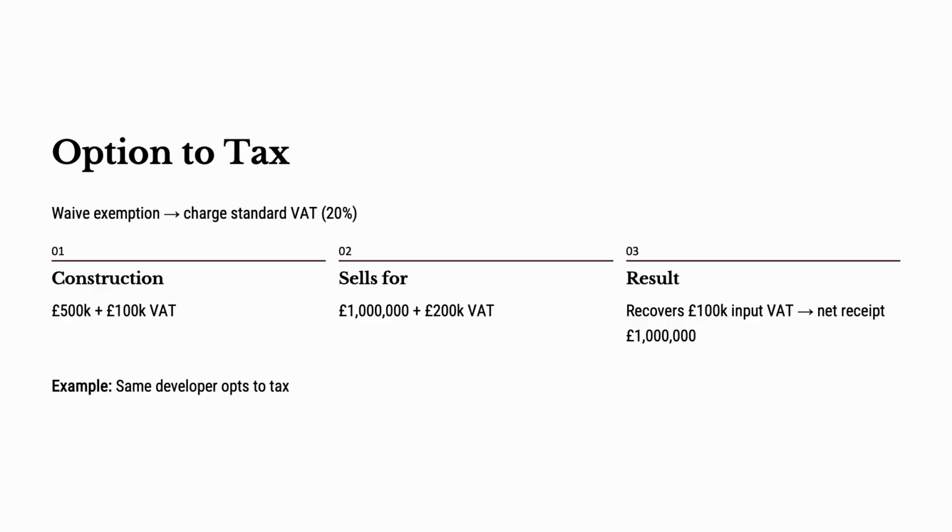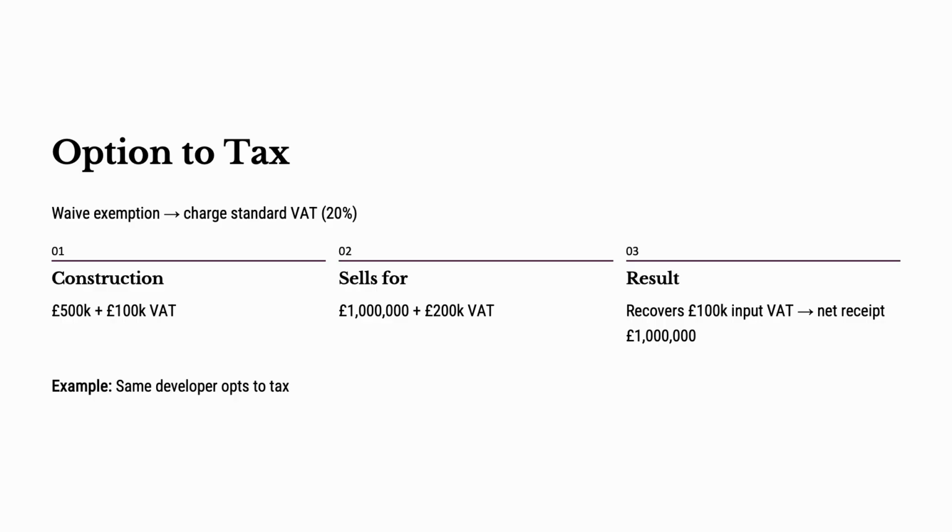Let's see how this works with the same developer example. They built the office block: construction cost £500,000 plus £100,000 VAT. They have paid out £600,000 total. Before selling, they choose to exercise the option to tax on this property. Now they sell the office block for, for example, £1 million plus £200,000 VAT. Because they have opted to tax, they can charge VAT on the sale. Total sale price is £1,200,000, 1.2 million.